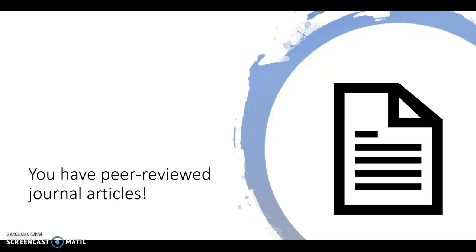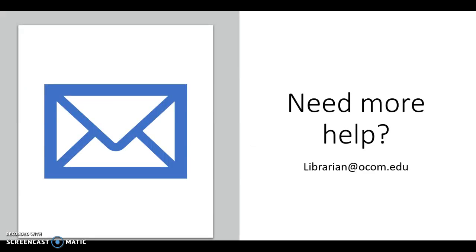So you now have peer-reviewed journal articles. In this tutorial, we learned what a peer-reviewed journal article is, we learned how to use Primo to search for them, and we located over 1,000 peer-reviewed articles for my research. If you still need help, please email the librarian or stop by the library.